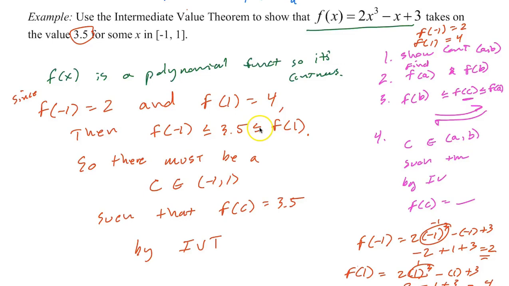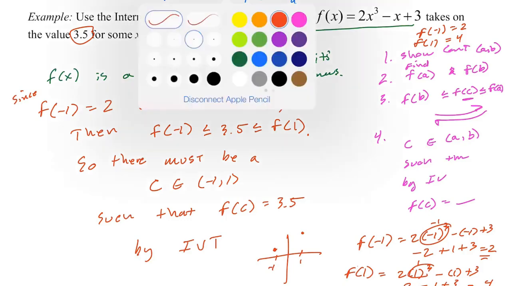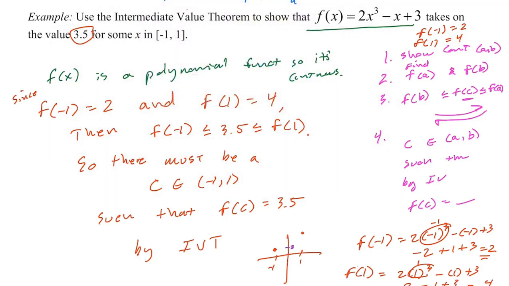So now we're done. You gotta go, okay, I got the thing I want. So there must be a c in between the interval we had. Again, all they're saying is, hey, I have a point right here, negative 1, 2, and 1, 4. And they're asking, does there have to be a point at 3.5? This is 2, this is 4. Well, yeah. IVT says you're going to have to cross there at least once. So there must be a c between those two values such that f of c equals 3.5 by IVT. So that's the idea.